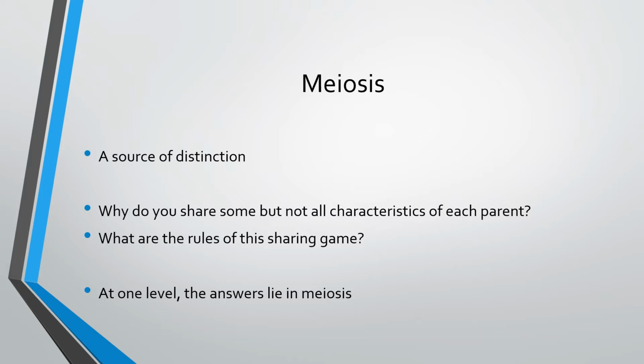Meiosis is a source of distinction. Why do you share some but not all characteristics of each parent? What are the rules of this sharing game? At one level, the answer lies in meiosis.